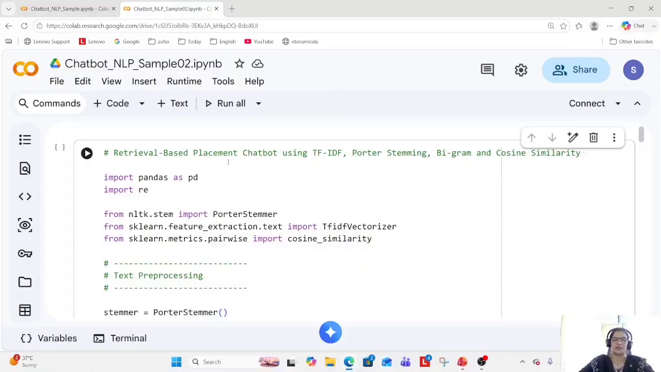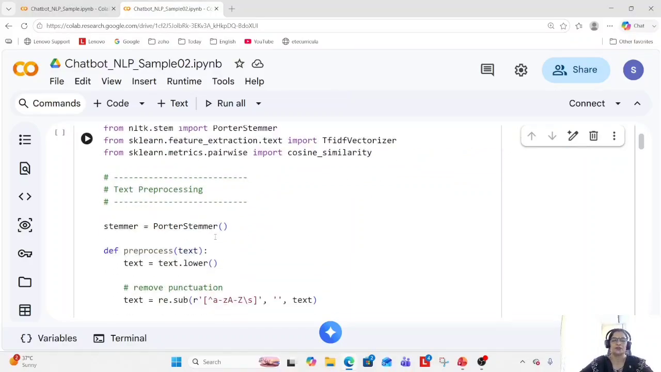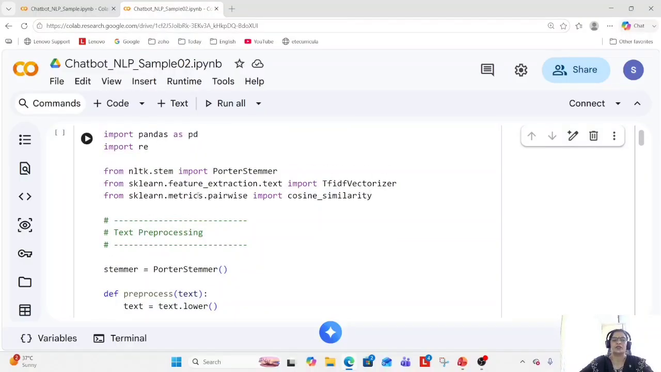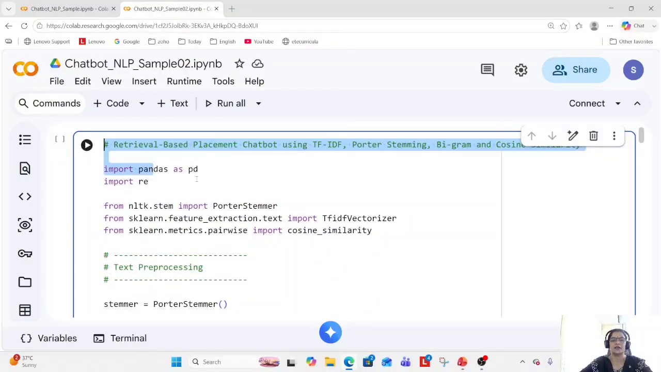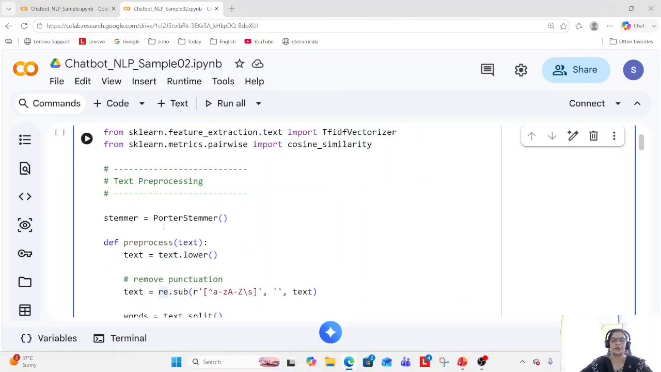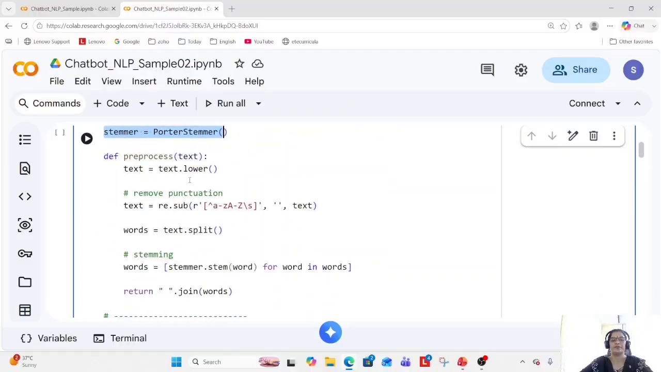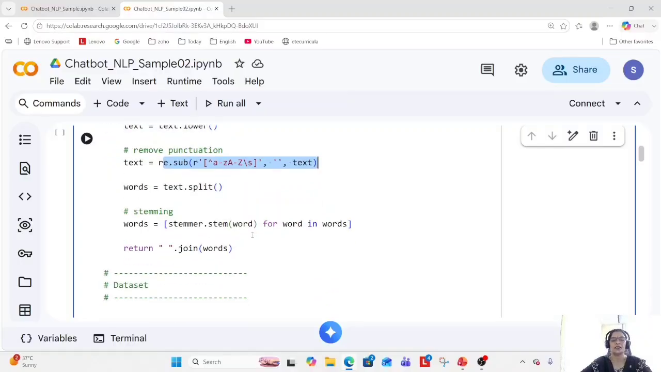So this is a retrieval-based placement chatbot using term frequency, inverse document frequency, Porter stemmer, bigram and cosine similarity. Similarly, we are using the necessary toolkits, and after that text preprocessing with the stemmer. So the Porter stemmer we are using here. After that we convert all the text into lowercase. Next, we remove the punctuation using this, and then the word split is done here.